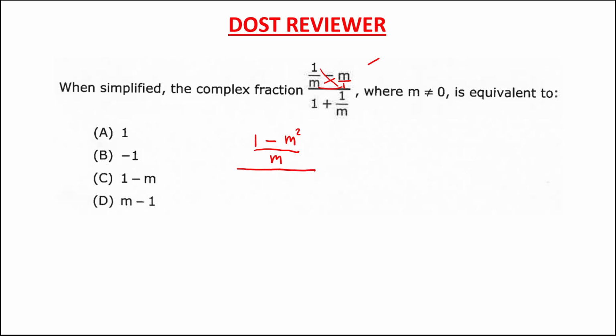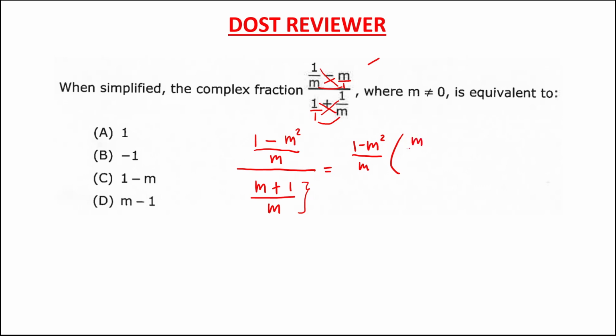over, so in the denominator, again this is over 1, then multiply, so 1 times m, this is m, then plus 1 times 1, this is 1, then over 1 times m, so this is m. Then this is equal to 1 minus m squared, then over m, then times the reciprocal of this denominator.